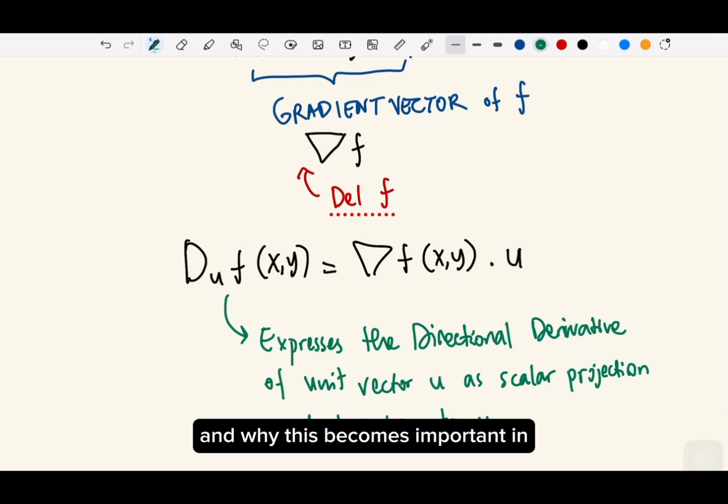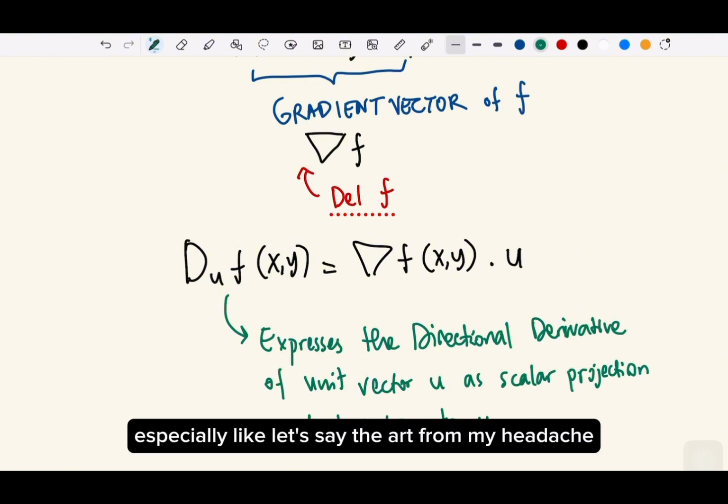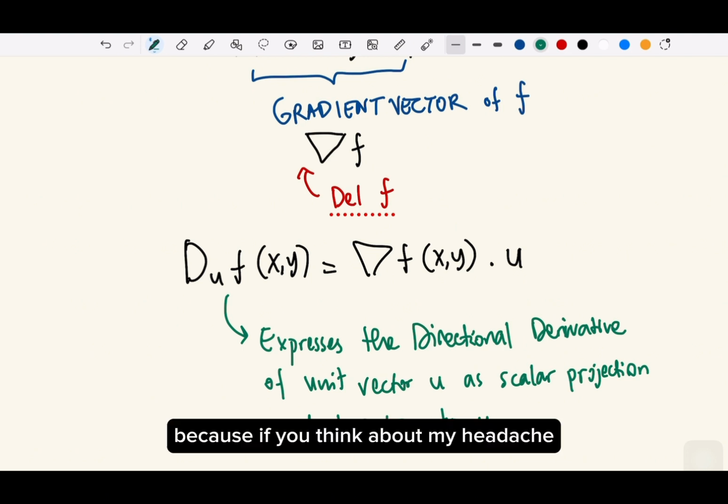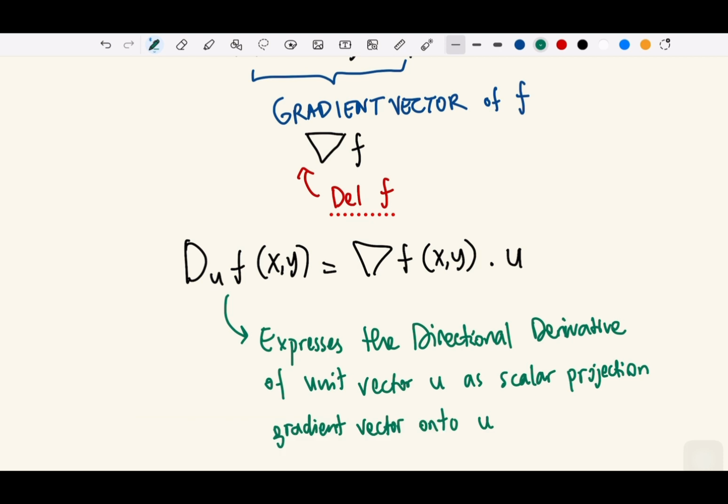And why this becomes important, especially in, let's say, electromagnetics, is because if you think about magnetism, it has magnetic fields. To describe magnetic fields, we can use these vectors.